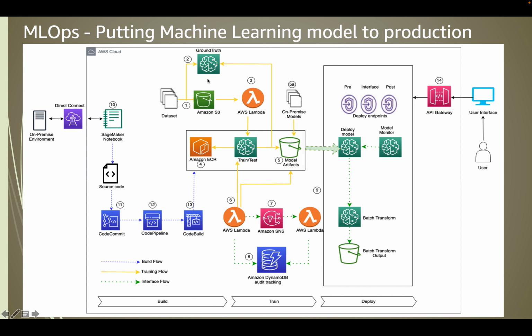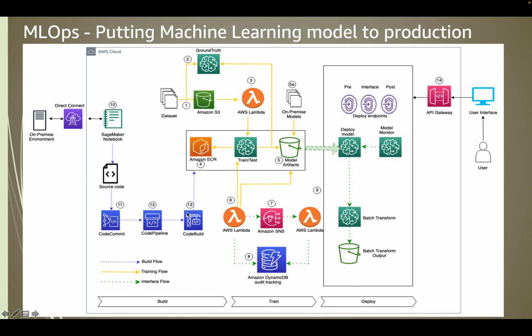And if you look at the train part, we are ingesting the data and we are labeling the data. Here I used Ground Truth for the data labeling. And using AWS Lambda, we are automating and triggering the train and test job. And the containers get deployed with the ready-to-use model. Once the model gets deployed, we are doing model monitoring, batch transformation, and also exposing the RESTful API, the deployment endpoint, so that the application can use that.